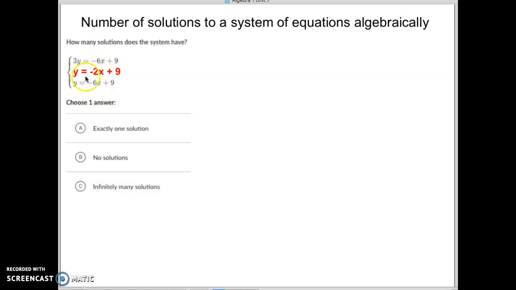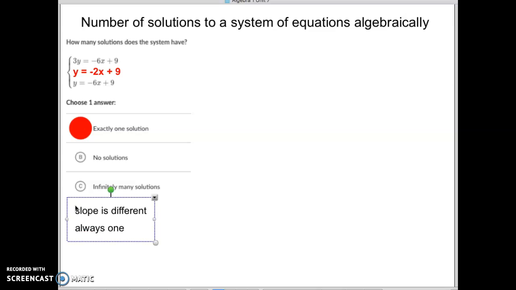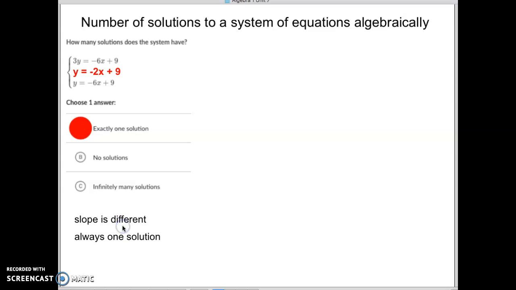So on this one, the very first thing you got to notice is that my slope is different. If my slope is different, we're done. If the slope is different, it's always one solution. So let me even write that. Slope is different, always one solution. There you go. If the slope is different, it's always one solution. Here you notice the slopes are different, so it's one solution.